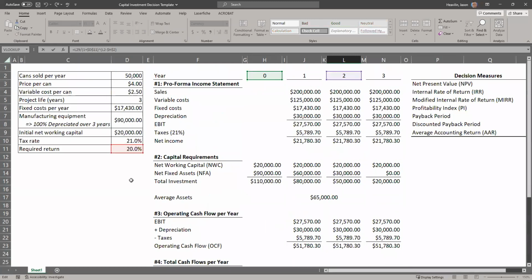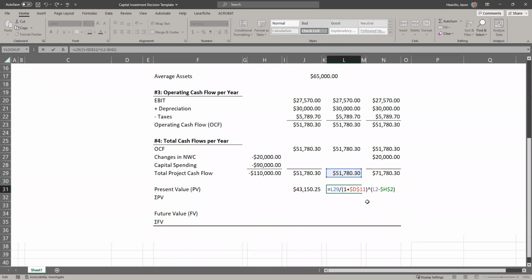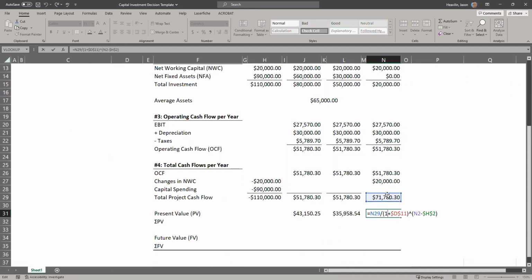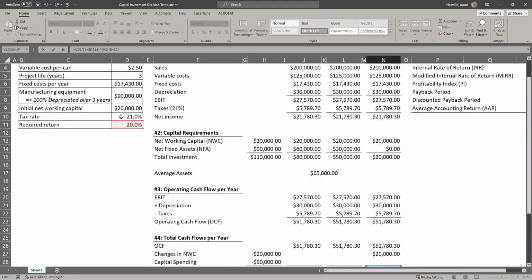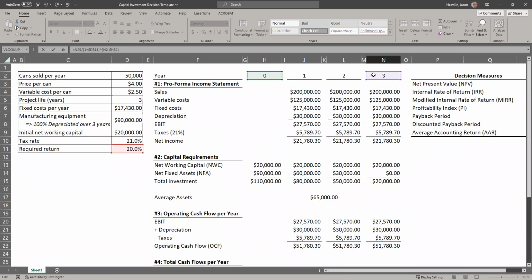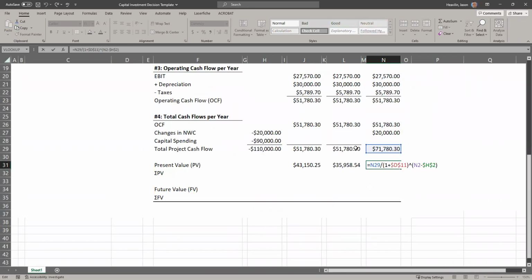divided by 1 plus the required return, which is our discount rate. And then for the exponent, I did 2 minus 0, representing 2 years. So that's the exponent. And the same thing happens in year 3. And the present value of that cash flow. Notice that we have the cash flow for the year divided by 1 plus the discount rate. And the exponent piece is the 3 minus 0 for 3 years total.